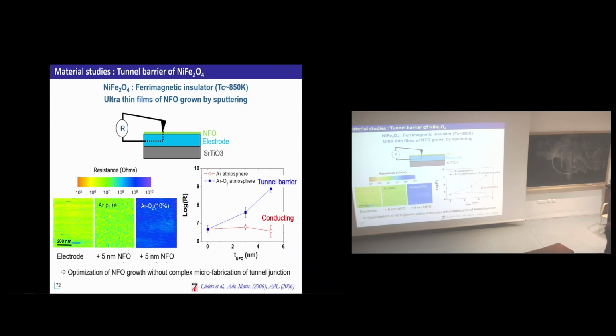And in fact, as you can see here, with no oxygen in the mixture, you have a totally flat dependence of the resistance with the thickness, whereas, again, you can find the expected exponential dependence, showing that you are working in the tunneling regime. So it's very convenient because you don't have to go to the end of the complex microfabrication of tunnel junctions to have an opinion on what you have done.